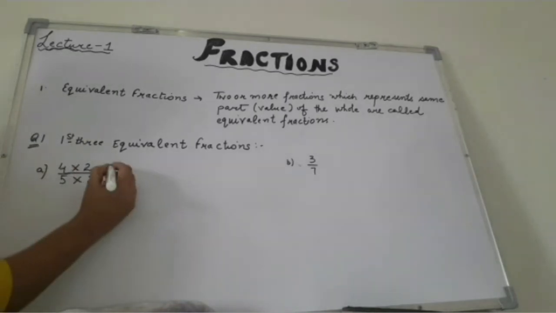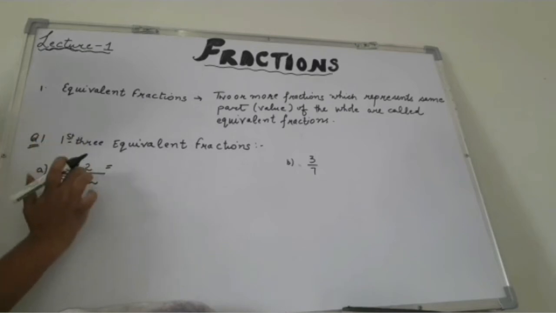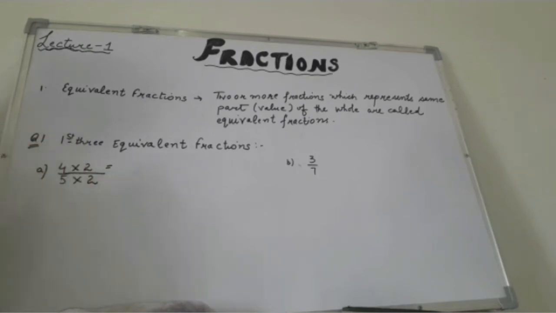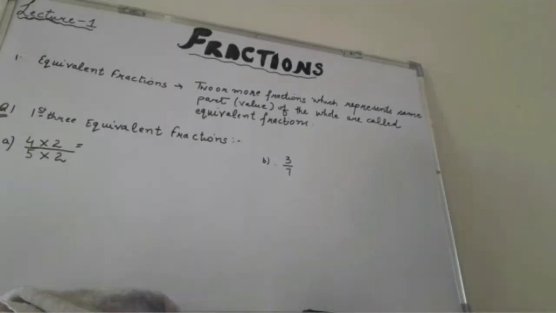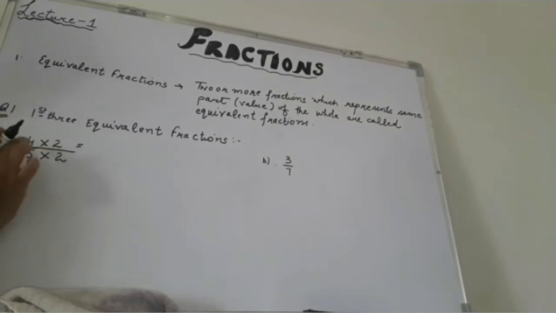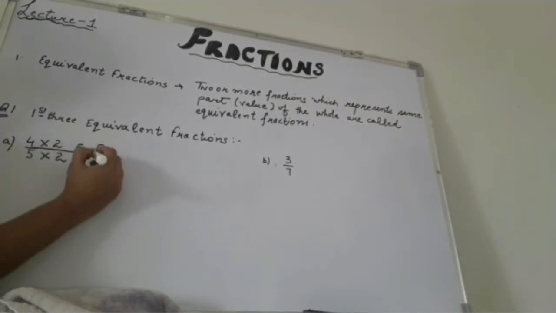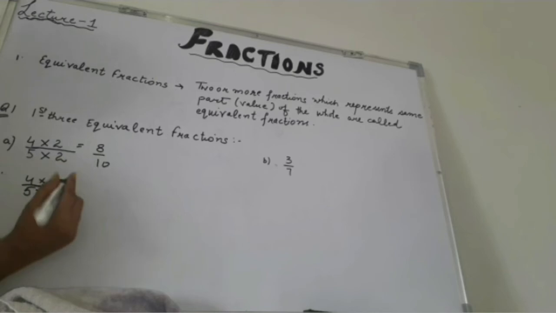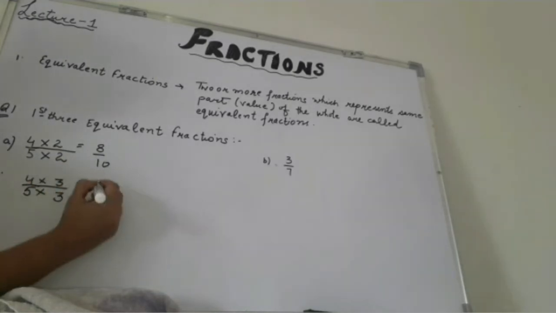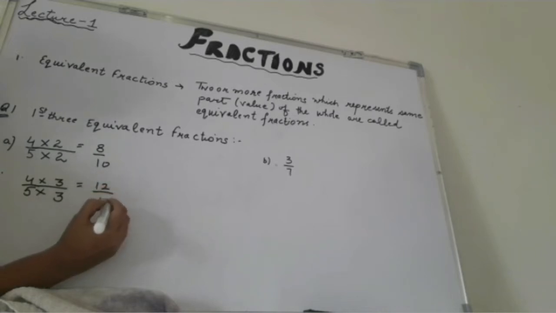Okay, now let's do it. I have taken the first equivalent fraction as, now firstly I will multiply it by 2 only. So I get 4 multiplied by 2 is 8 and 5 2s are 10. Right? Next 4 upon 5 I am having. Then next I will multiply it by 3. And if I multiply the numerator by 3, then again I have to multiply the denominator by 3 only. And I will get 12 upon 15.